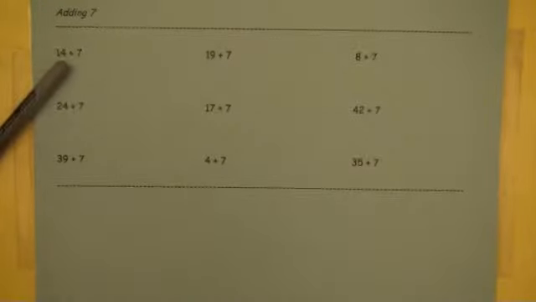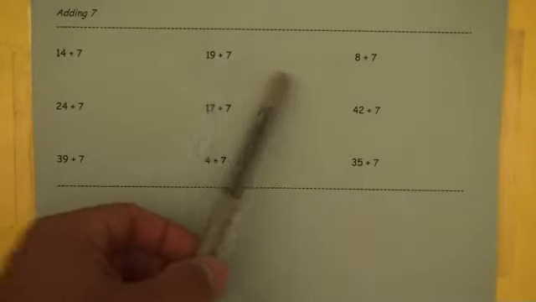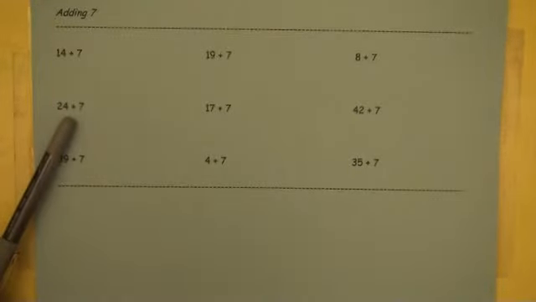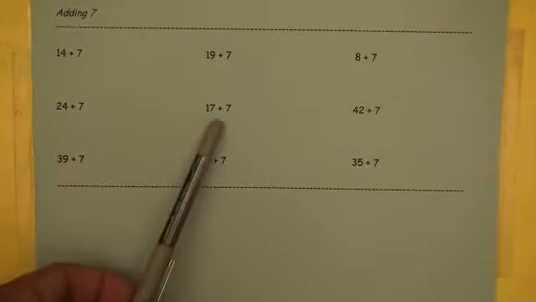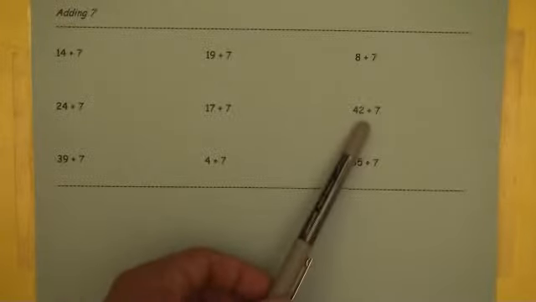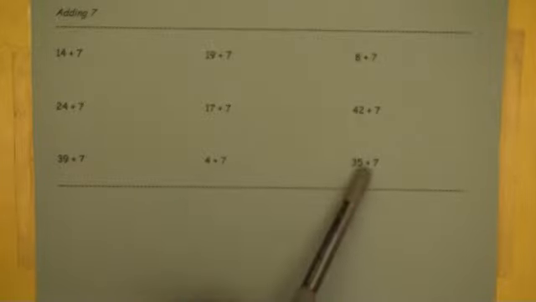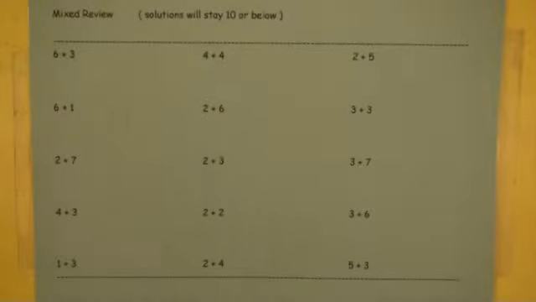So plus 5 plus 2 would take you up to 21. Plus 5 plus 2, 26. Plus 5 plus 2, 15. Plus 5 plus 2, 31. Plus 5 plus 2, 24. Plus 5 plus 2, 49. Plus 5 plus 2, 46. 11, 42. Now, here's a mixed review of problems.